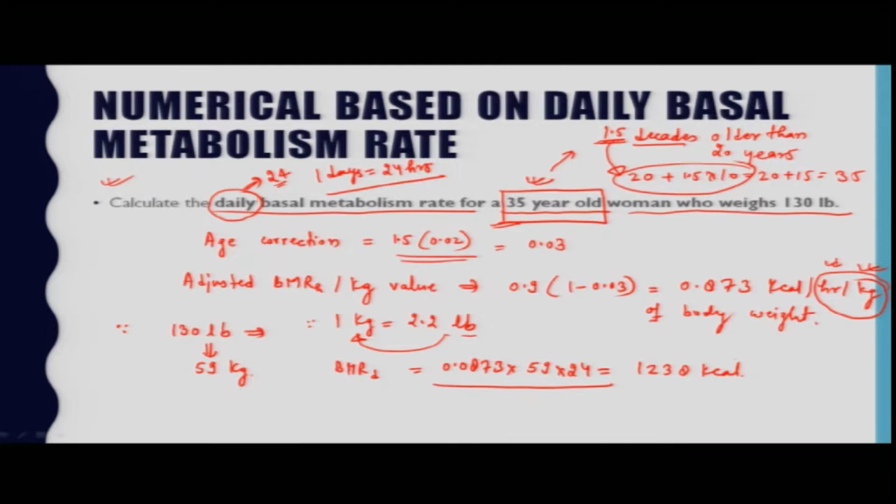You just have to divide by the number of minutes in a 24-hour period. If you want to calculate it per minute, you take 1238 divided by 24 times 60, which is 1440, and you get a value of about 0.86 kilocalorie per minute. The energy rate associated with activity metabolism is essential to calculate in order to have proper body functioning.